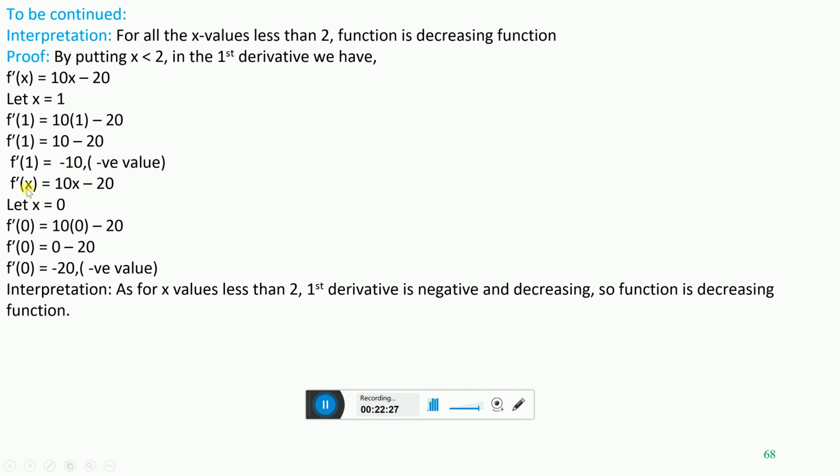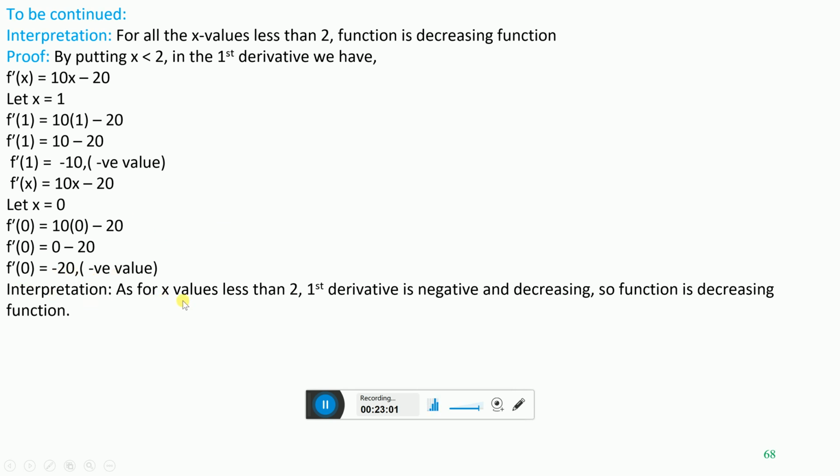Again, f prime of x is equal to 10x minus 20. So let x be equal to 0. I am putting x equal to 0. Again, this 0 is less than 2. So we replace x with its value 0. F prime of 0 is equal to 10 times 0 minus 20. F prime of 0, 10 multiplied by 0, 0 minus 20, and f prime of 0 is equal to minus 20. This is a negative value.